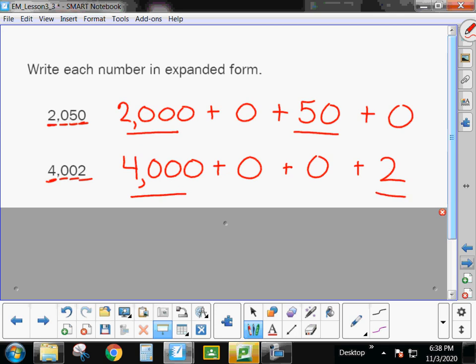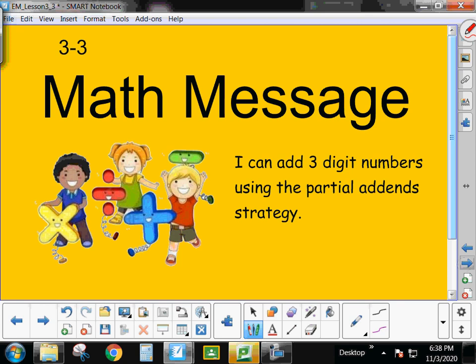All right, so understanding expanded form is going to help you as we're working on the partial add-in strategy, because partial add-in means we are going to be adding each of the parts individually. All right, so let's look at a couple of examples.